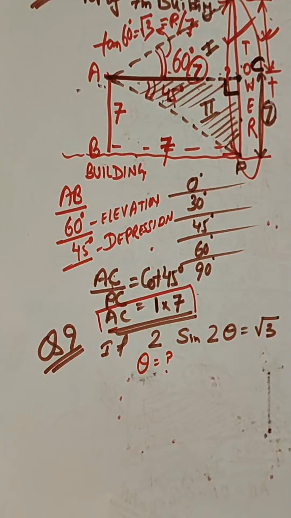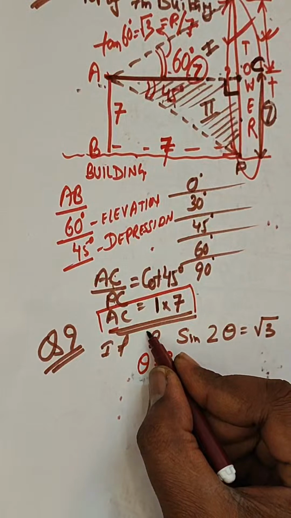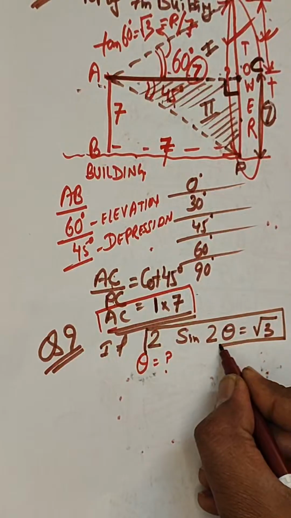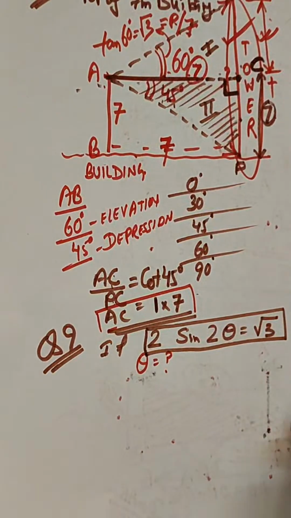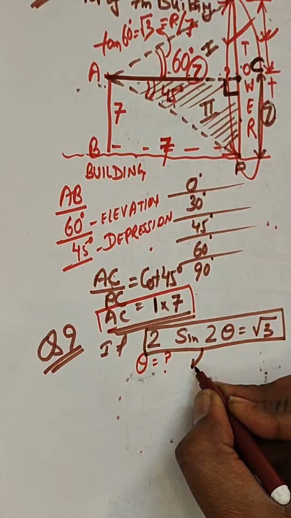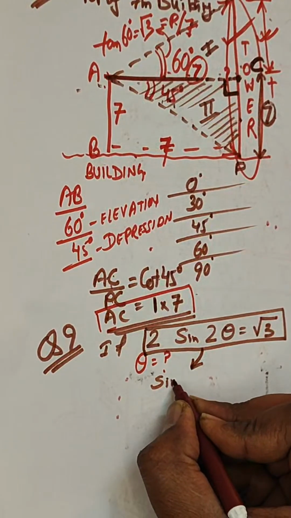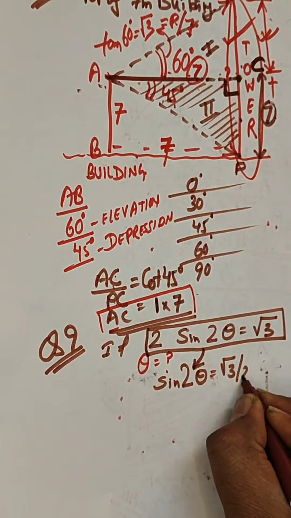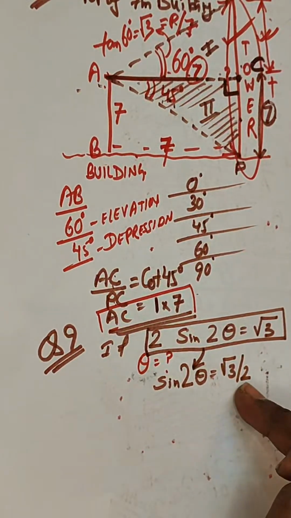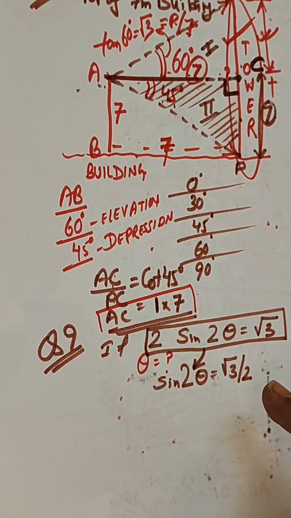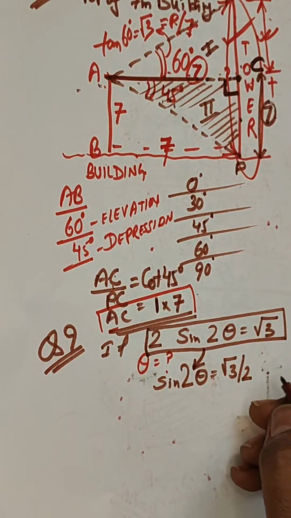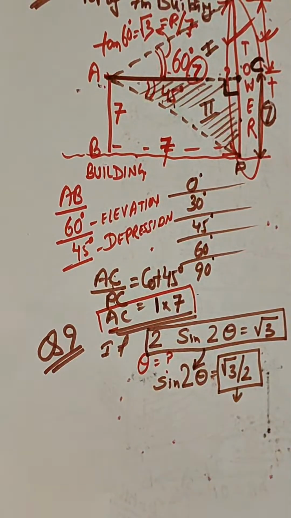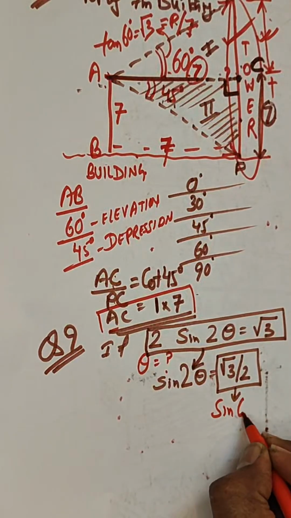So my dear friends, when these questions come to you, just put the constant on the other side of the equation and find the value of the trigonometrical ratio. Here you can see easily that sine of 2 theta can be written as root 3 by 2. Immediately you remember, oh, root 3 by 2, this is the value of sine 60 degree.